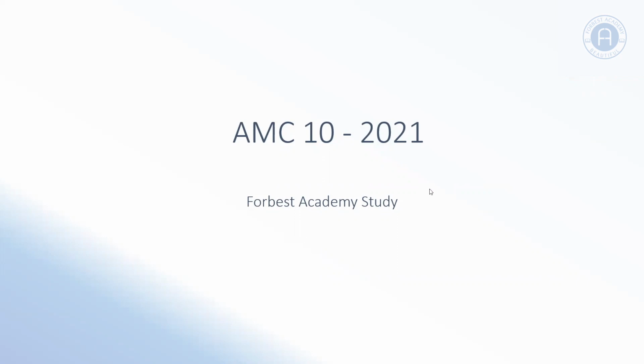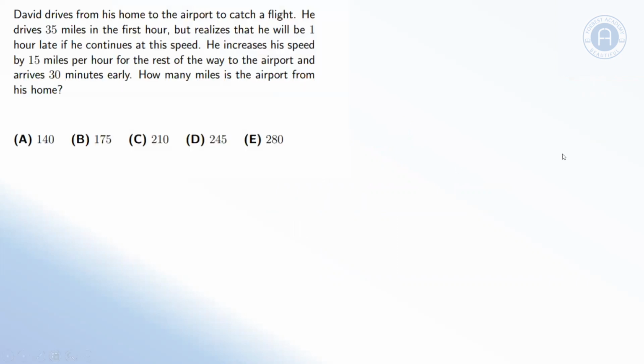Today we're going to be looking at another AMC 10 question. Today's question: David drives from his home to the airport to catch a flight. He drives 35 miles in the first hour, but realizes he will be 1 hour late if he continues at this speed. He increases his speed by 15 miles per hour for the rest of the way to the airport and arrives 30 minutes early. How many miles is the airport from his home?